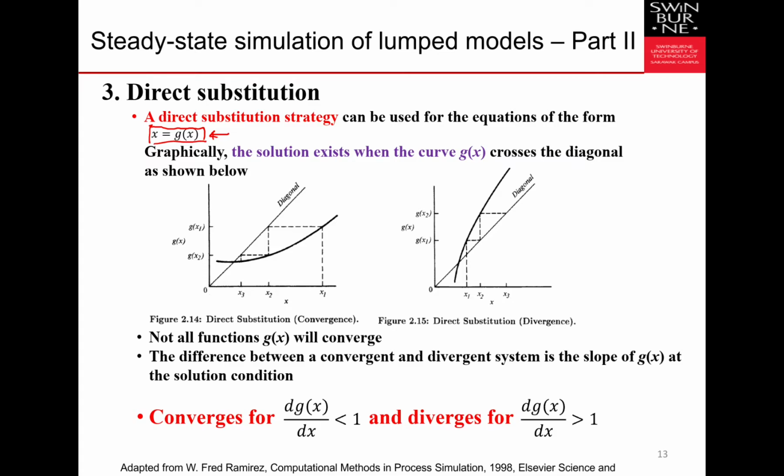Okay, there are two possible cases. In one case it converges. If you start from here, then you equalize x equal to g(x), then you move to here, then go to here, then go to here, then go to here, and you will get the solution. But in another case, say you start from here, you go here, you go here, you go here, then you go there, then this will not converge at all.